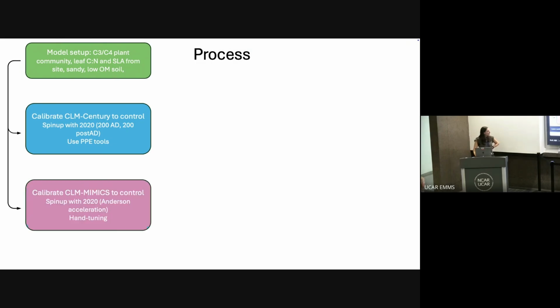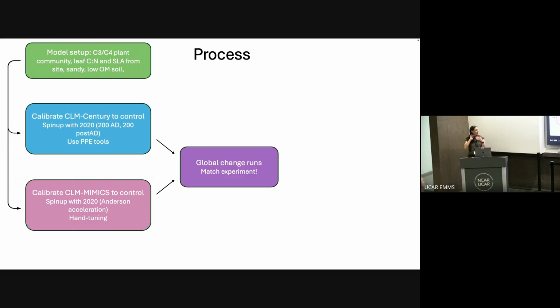And then for MIMICS, we have to do this Anderson acceleration spin-up, so a different kind of spin-up. And then we end up doing hand tuning. I haven't figured out how to code the PPE tools in with Anderson acceleration, at least. Okay, so once we have a calibrated model, we'll run the model under global changes. We're trying to match the experiment as closely as possible. In this case, we're doing elevated CO2 as zeta, which is a plus 180 ppm.